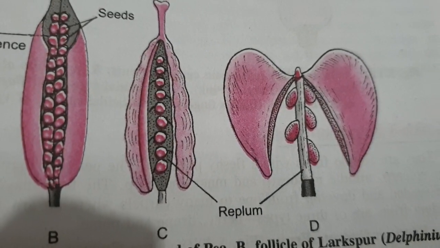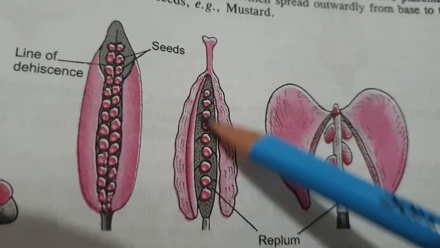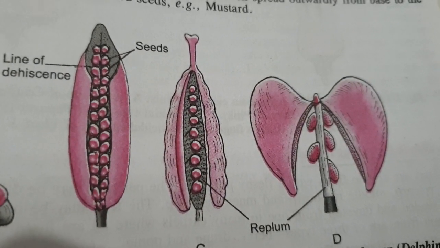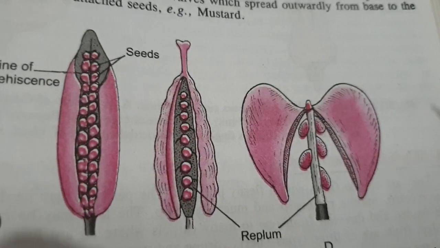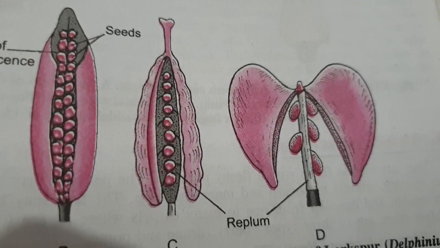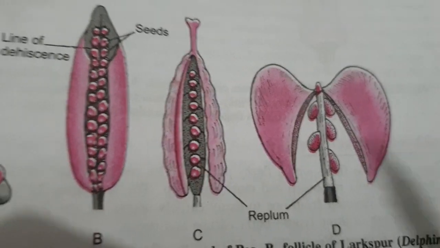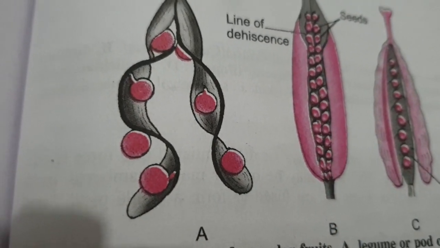Siliqua is observed in case of mustard. Okay, extremely sorry, this is observed in case of mustard. It develops from a bicarpellary superior bilocular ovary. And silicula, this one, it is observed in case of capsula. It is a few seeded, short and flat silicula. Okay, so these are the different types of capsular fruit.